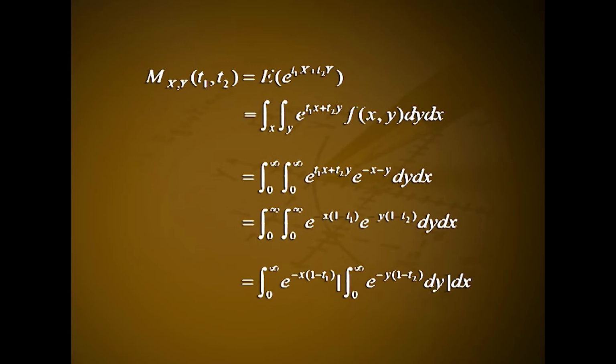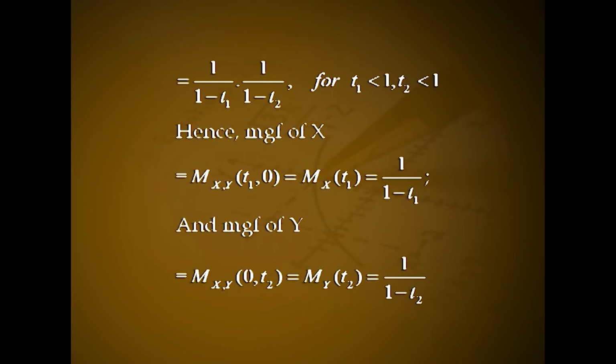that is equal to integral from 0 to infinity, again integral from 0 to infinity, e^(-x(1-t1)) into e^(-y(1-t2)) dy dx, that is equal to integral from 0 to infinity e^(-x(1-t1)) into integral from 0 to infinity e^(-y(1-t2)) dy dx, that is equal to 1 divided by (1 minus t1) into 1 divided by (1 minus t2) for t1 less than 1, t2 less than 1.